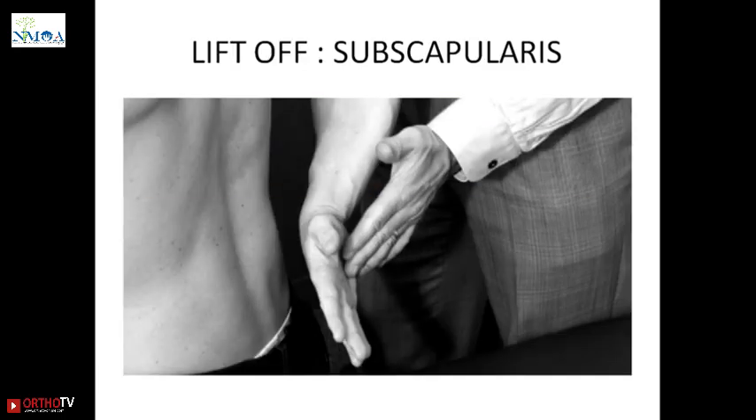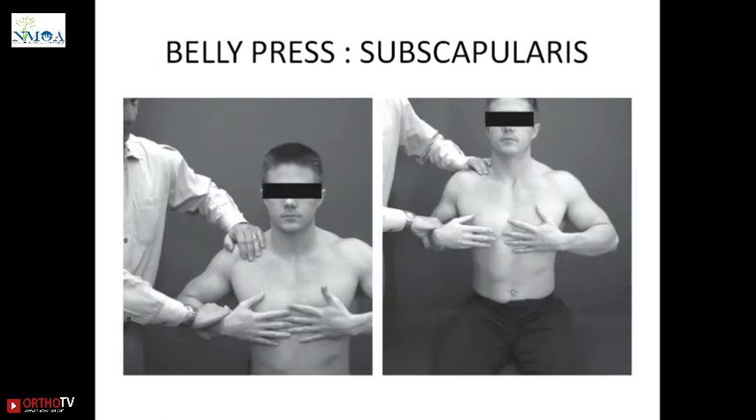Now for the subscapularis, there are three tests. One is the lift-off test, which was described by Christian Gerber from Switzerland. In it, the palm of the hand is kept on the sacrum, and the patient is asked to lift the palm from the sacrum. If he is able to lift it away from the sacrum, that means the subscapularis is working.